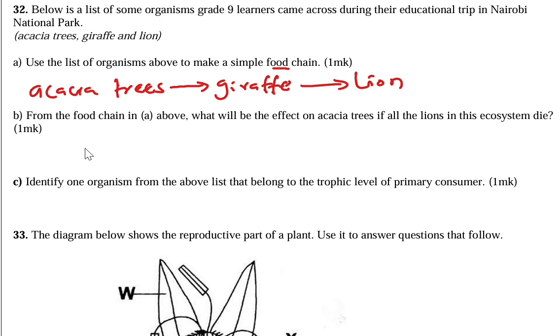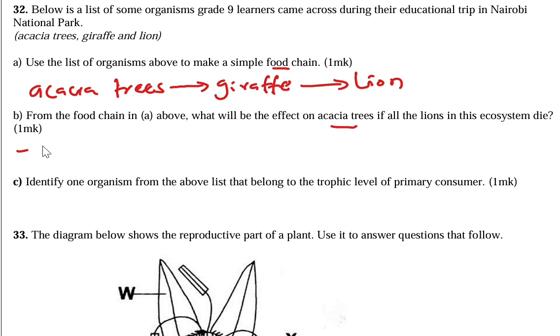Part B, from the food chain in A above, what will be the effect on acacia trees if all the lions in this ecosystem die? So we want to write on what will be the effect on acacia trees. So when all the lions die, know that the lions feed on the giraffe. So when all the lions are dead, then the giraffes will be more, and therefore they will feed more on the acacia tree. So we need to say the acacia tree will reduce in number.